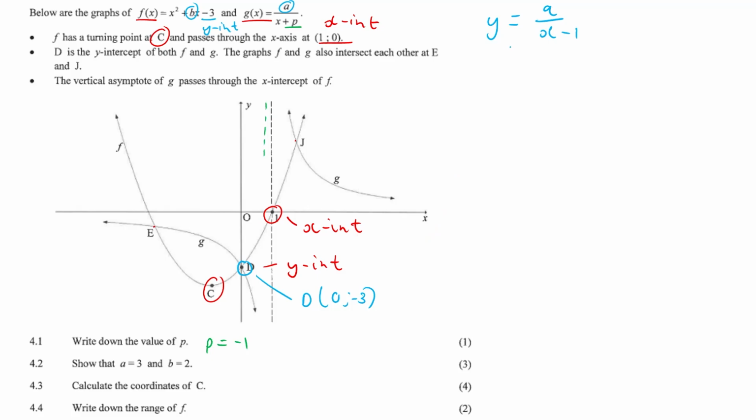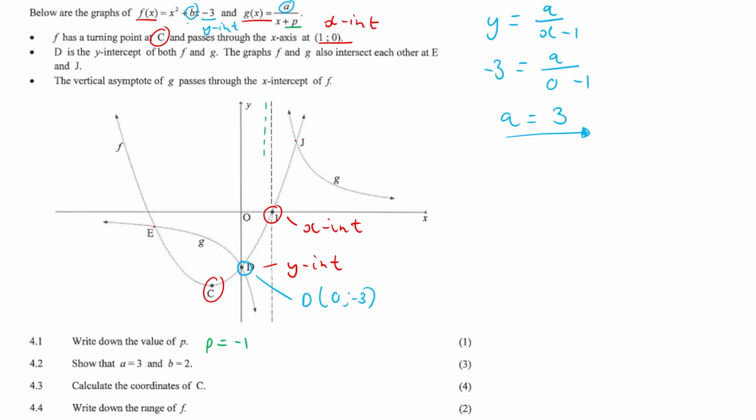So we can just sub that in here. So negative 3 equals a over, the x value was 0, 0 minus 1. Therefore, a is going to be equal to 3. How did we get there? Well, minus 3 equals a over minus 1. Minus 1 times minus 3 is equal to positive 3. Therefore, 3 is equal to a. We just rewrite it neatly as a is equal to 3.